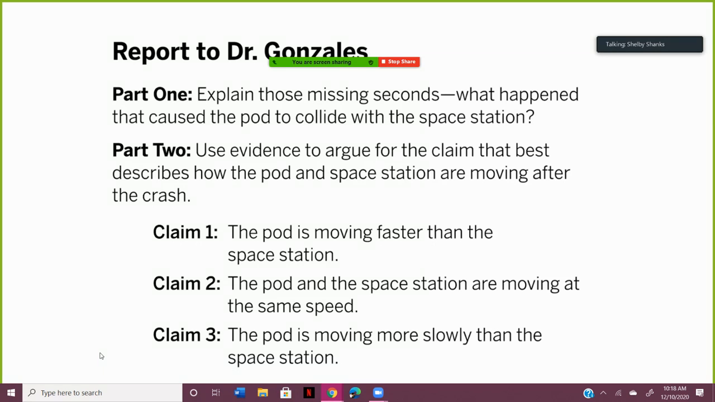Part 2, we are going to use evidence to argue for the claim that best describes how the pod and space station are moving after the crash. Okay, after the collision, we're talking about their movement. So claim 1 says the pod is moving faster than the space station. Claim 2 says the pod and the space station are moving at the same speed, and claim 3 says the pod is moving more slowly than the space station. So you guys are going to be able to pick a claim here in a second for that part 2.